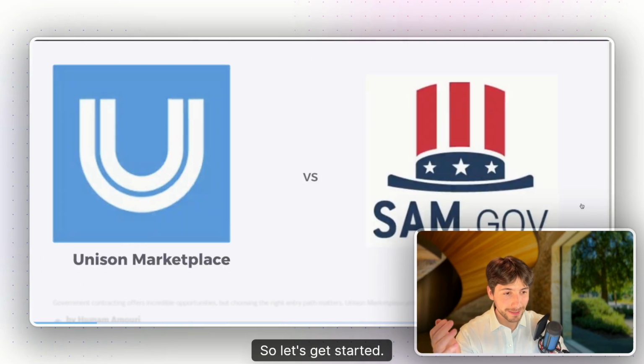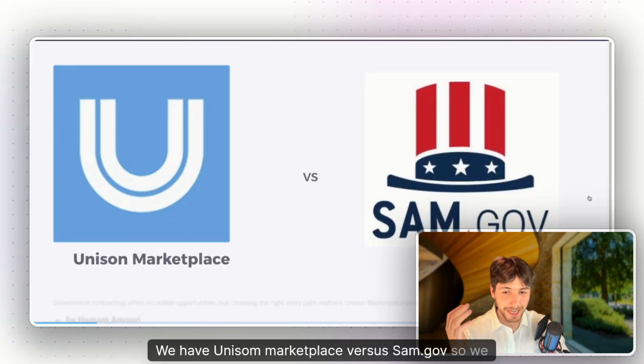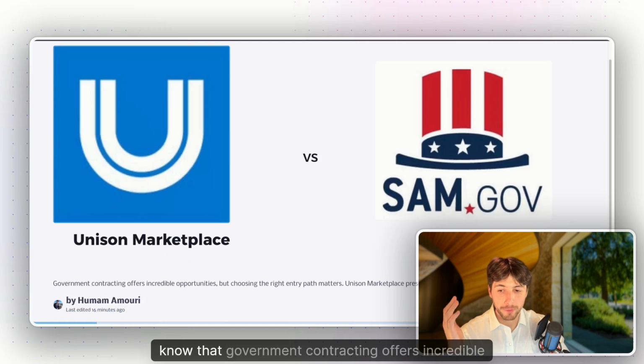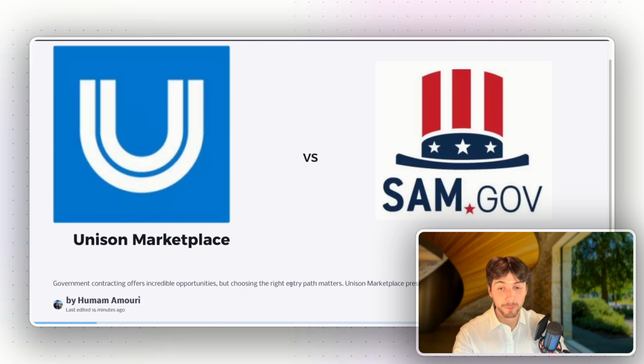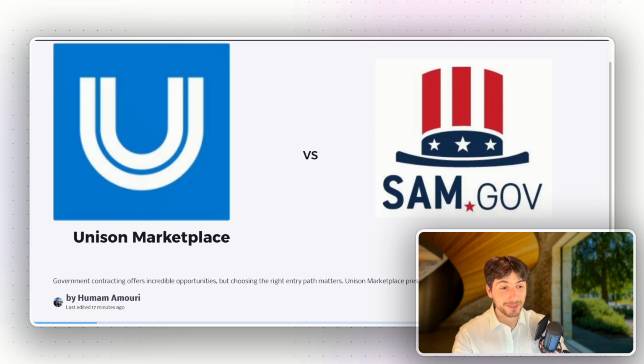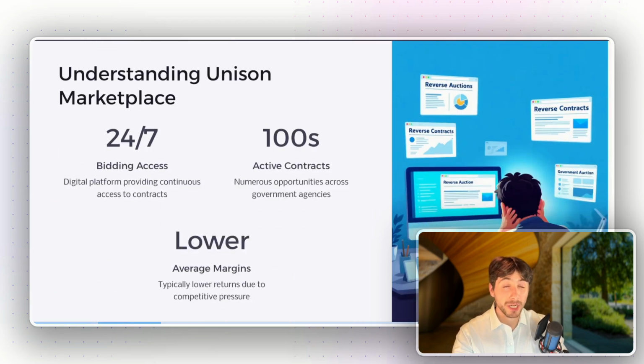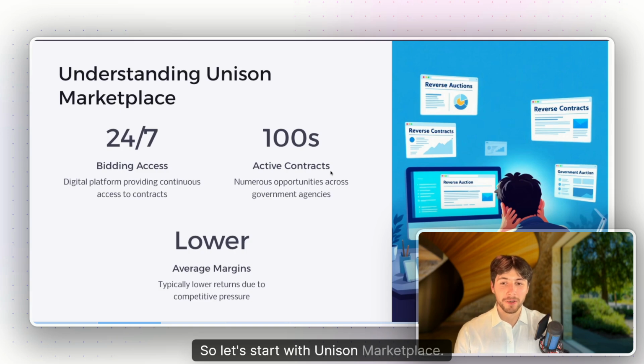So let's get started. We have Unison Marketplace versus SAM.gov. So we know that government contracting offers incredible opportunities, but choosing the right entry path matters. And this is exactly what we will talk about here. So let's start with Unison Marketplace.